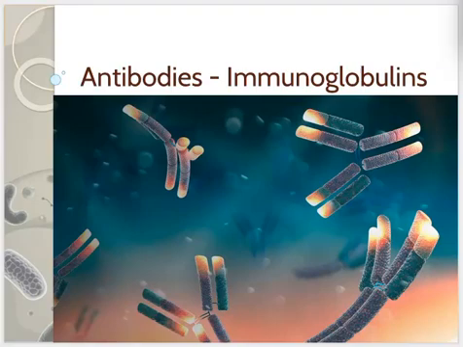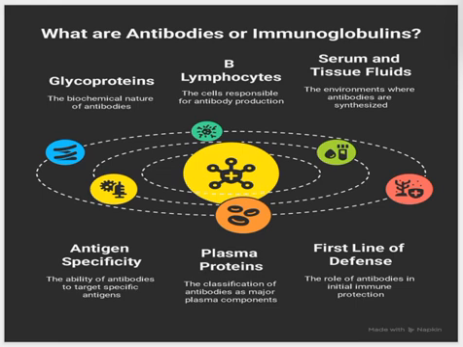Let's start by understanding what antibodies, or immunoglobulins, really are. These Y-shaped glycoproteins play a crucial role in our immune system. Their tips are where they bind to invaders, which is key to how they protect us. So antibodies aren't just molecules, they're active defenders, recognizing and neutralizing threats in our bodies.